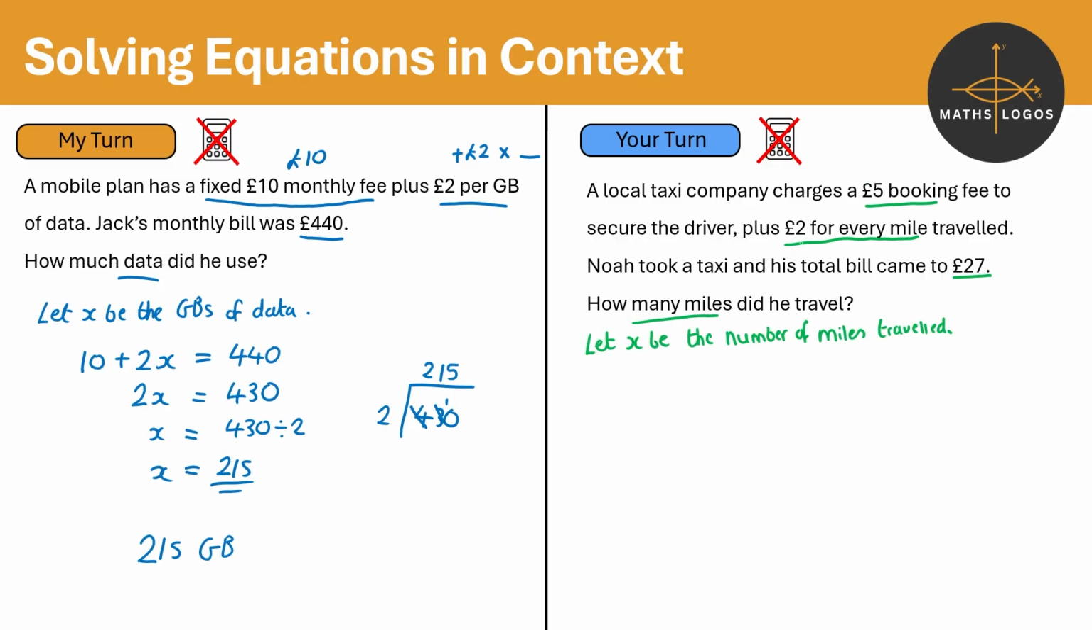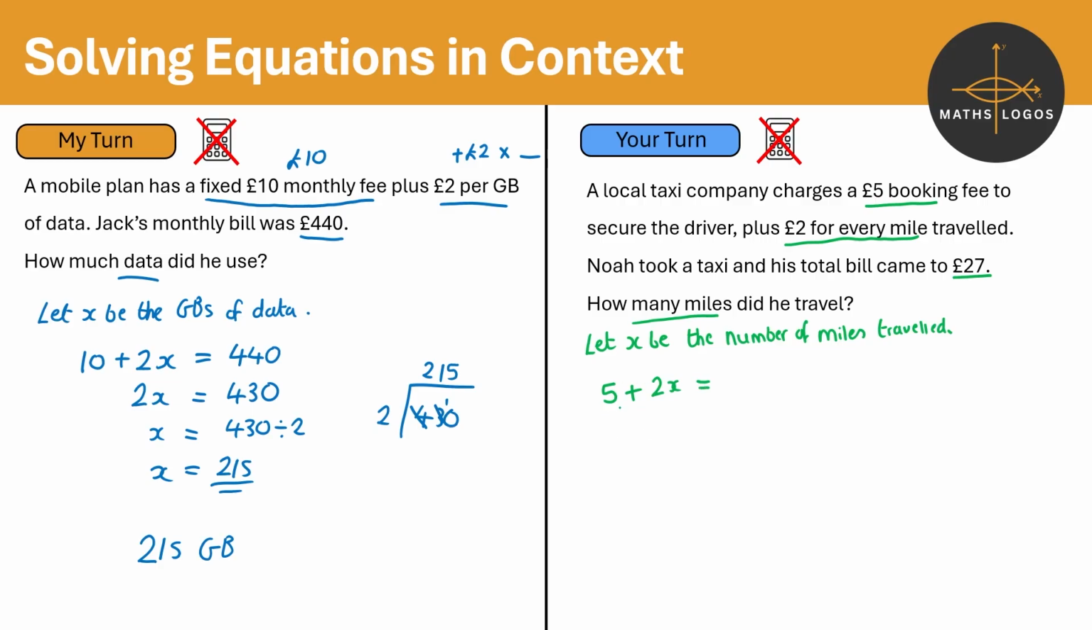We can then go into our question and start to form an equation. A local taxi company charges a £5 booking fee. So that's fixed. That's just to secure the driver. Plus, we have to add on £2 for every mile. So £2 multiplied by the number of miles travelled. Noah took a taxi and his total bill came to £27.